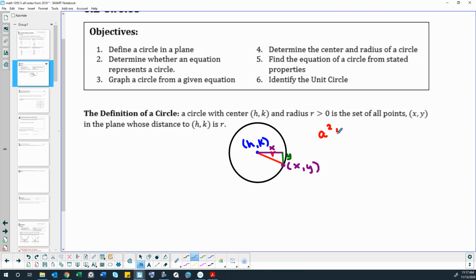So Pythagorean theorem is a squared plus b squared equals c squared, and that's for all right triangles where a and b are legs and c is the hypotenuse. Well, in this case, the legs we're referring to are the x and y values, and the hypotenuse we're referring to is the diagonal, or the distance to the actual circle, which is r. So x squared plus y squared equals r squared. We just use Pythagorean theorem for that circle.